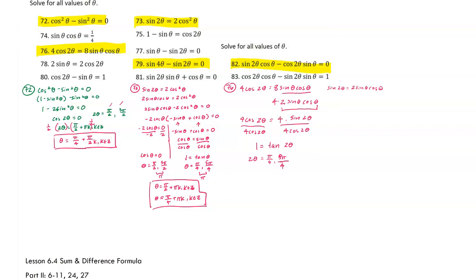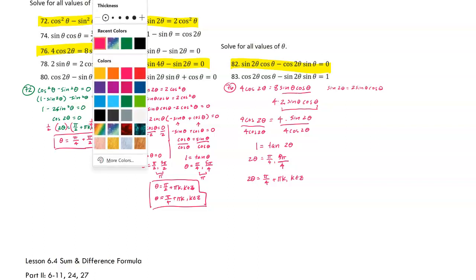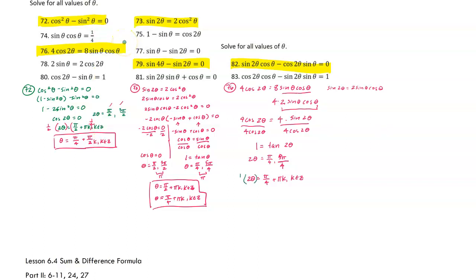Man. 5 pi over 4. So 2 theta with a pi distance between them, right? So we could just write pi over 4 plus pi k. K is an element of all integers. And then I can multiply this by 1/2, and this by 1/2. So theta equals pi over 8 plus pi over 2 k. K is an element of all integers. Okay? Good job.